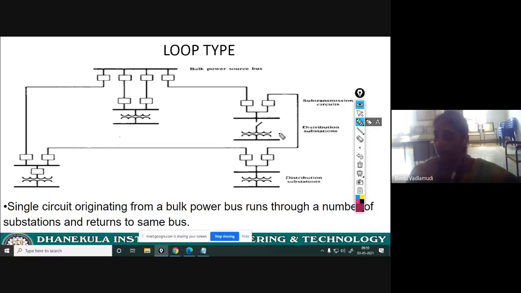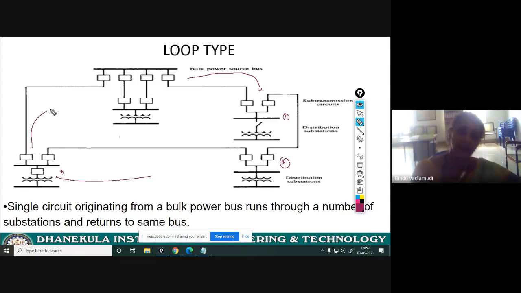From that we start the connection to the substation. And from that substation we move to the connection to the second substation, and from that we are moving to the third substation. At the end we are reaching the same starting point, that is the bulk power source. So here if you observe, the arrangement is forming a loop. So this type of arrangement is called a loop type of arrangement.